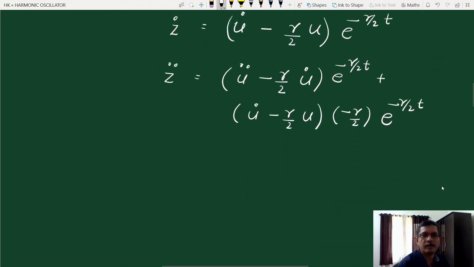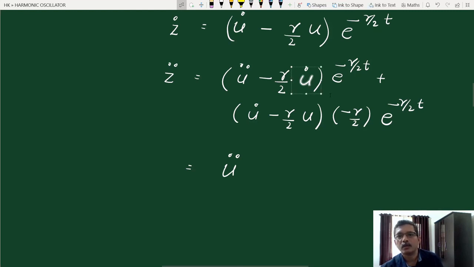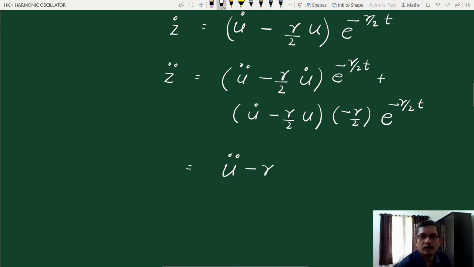This can be further simplified by taking e raised to minus gamma by 2 into t outside. So what you get? u double dot, and when you take e raised to minus gamma by 2 into t outside, here you have minus gamma by 2 u dot. Here we have a minus gamma by 2 outside. When you multiply this minus gamma by 2 with both the terms here, because we are taking only e raised to minus gamma by 2 into t outside, the first term becomes minus gamma by 2 into u dot. You can add it with this one. So what you get is minus gamma into u dot.